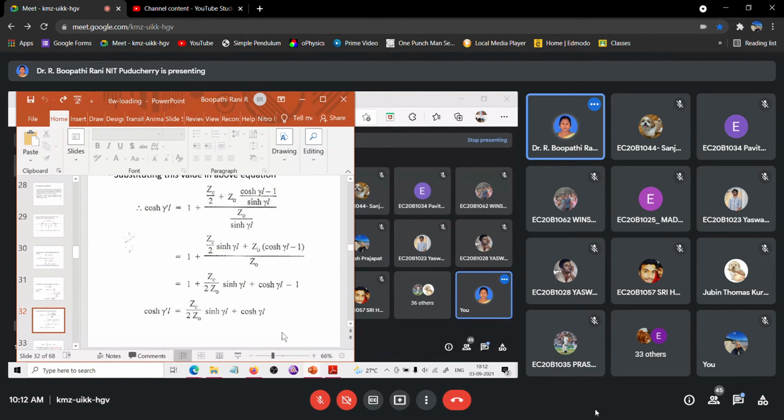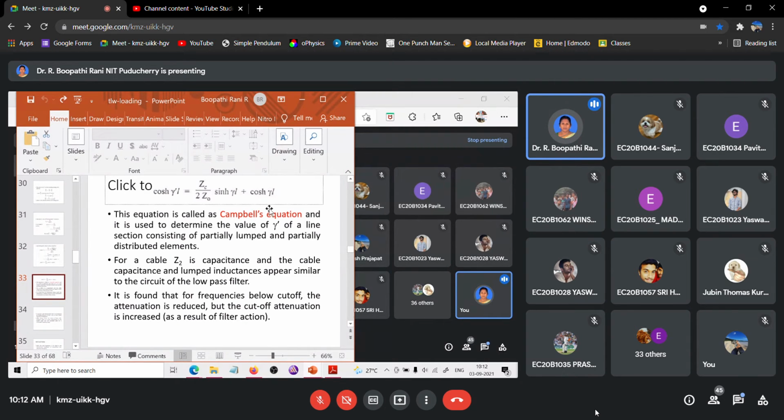If we know ν, Zc, and Z0, then ν' can be found. So that is the use of Campbell's equation.